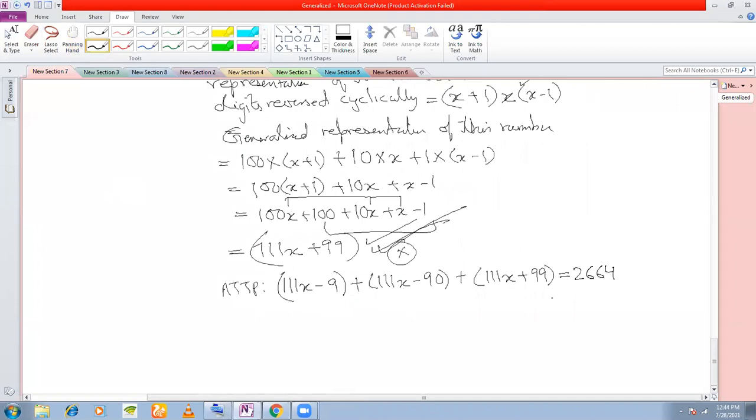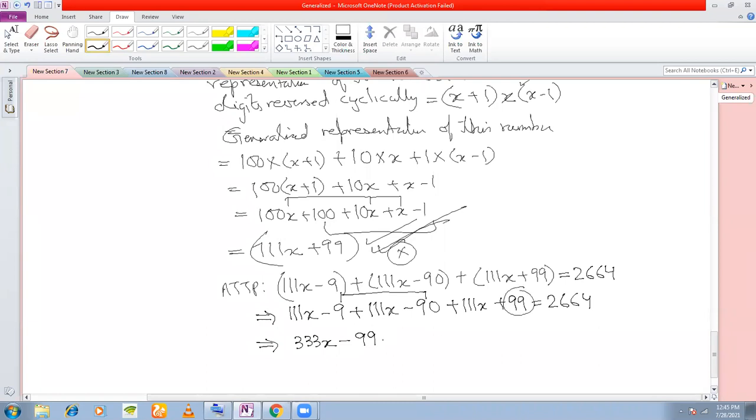Okay, now this is a linear equation which we can solve. Open the brackets first: 111x minus 9 plus 111x minus 90 plus 111x plus 99 is equal to 2664. Now 111x plus 111x plus 111x will give you 333x. And minus 90 and minus 9 will combine to give you minus 99, and you have a plus 99 here, equal to 2664. So these two will cancel.